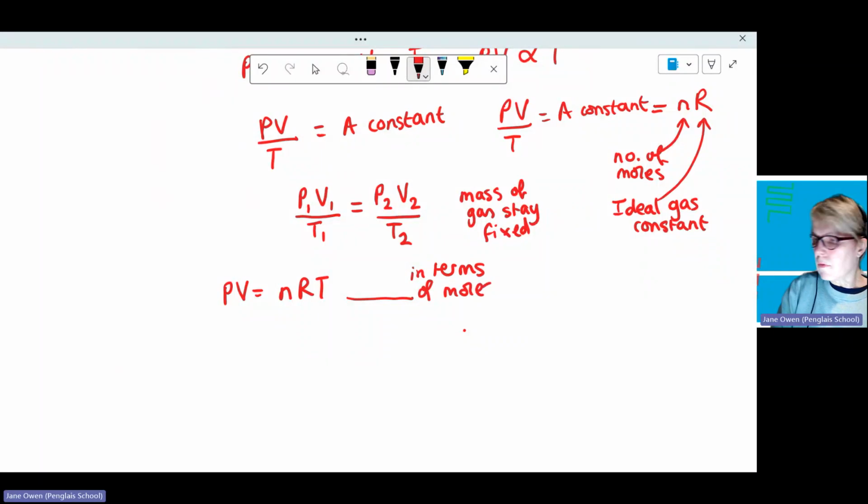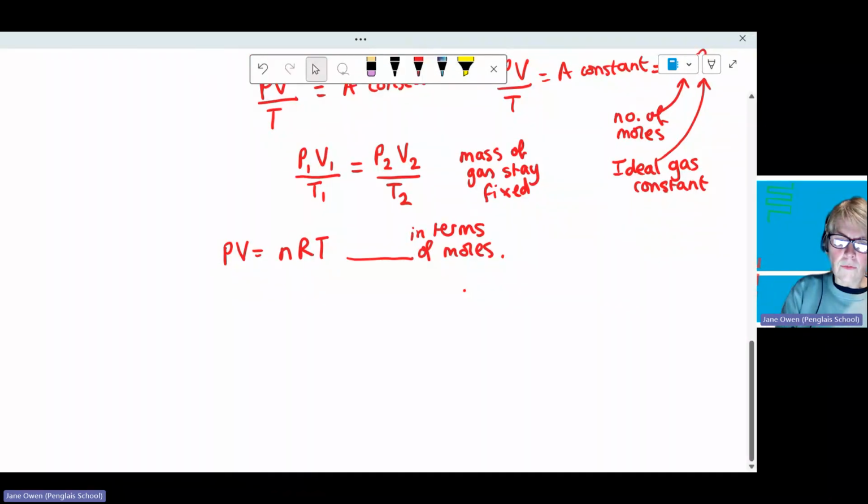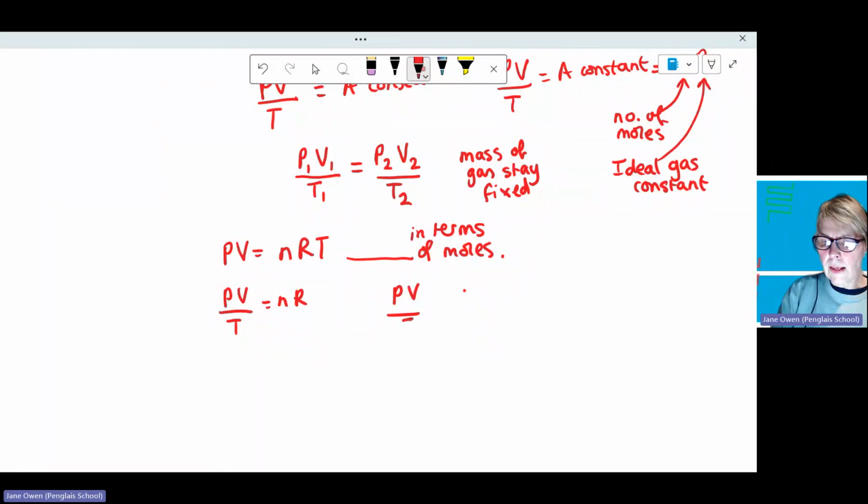But we might want to do it in terms of molecules. And in this case, instead of PV over T equals nR, we can use PV over T equals NK, where k is now Boltzmann's constant and N is the number of molecules.